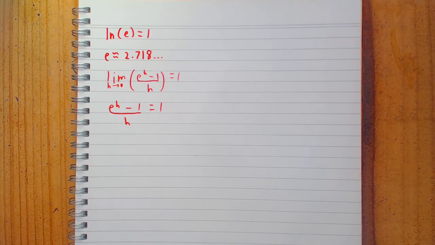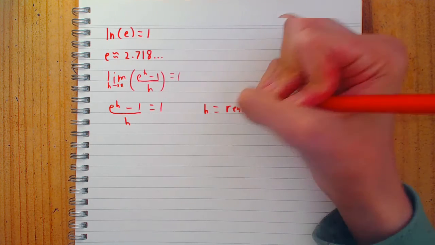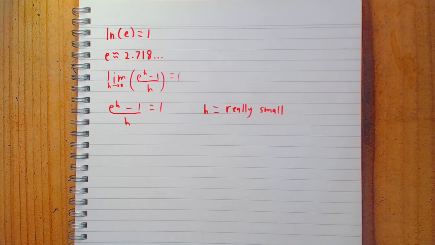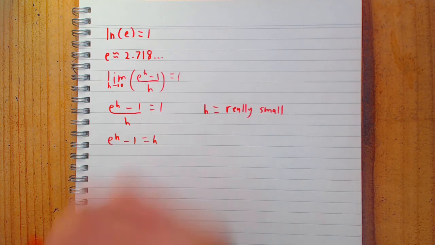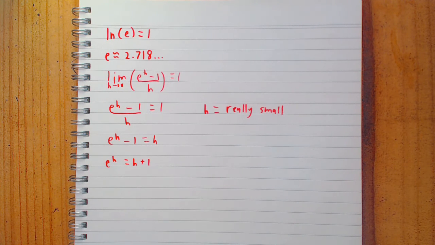This means we get the limit of (e to the power of h minus 1) divided by h as h tends to 0. We will remove the limit symbol and just remember that h is a really small number, as the limit symbol is actually taking up a lot of space. So we move h to the other side, and we get e to the h minus 1 equals h. We also move 1 to the other side, and we get e to the h equals h plus 1.